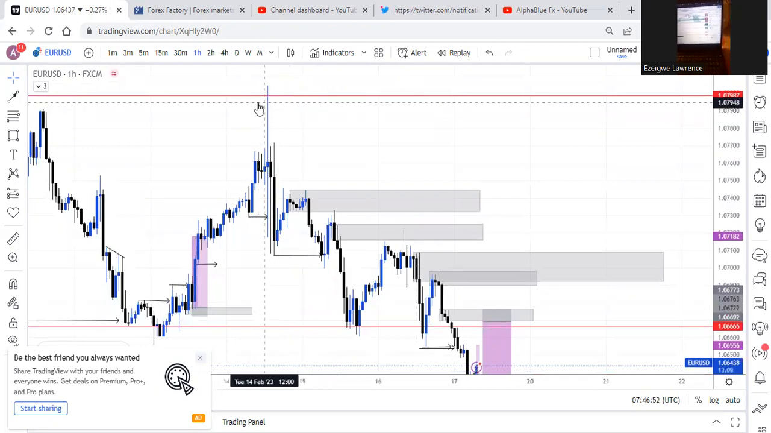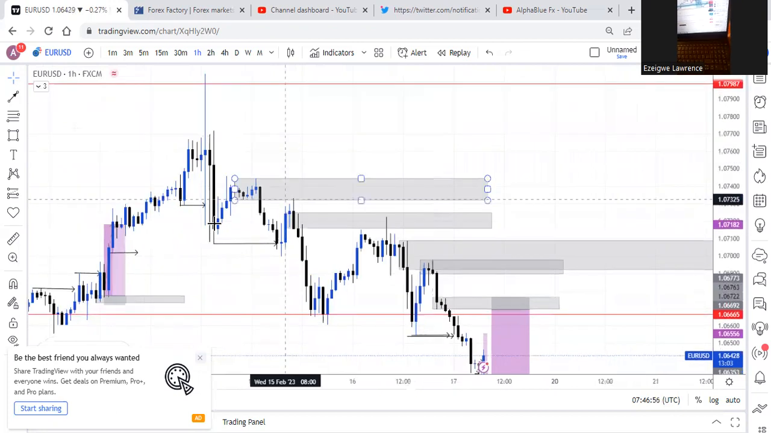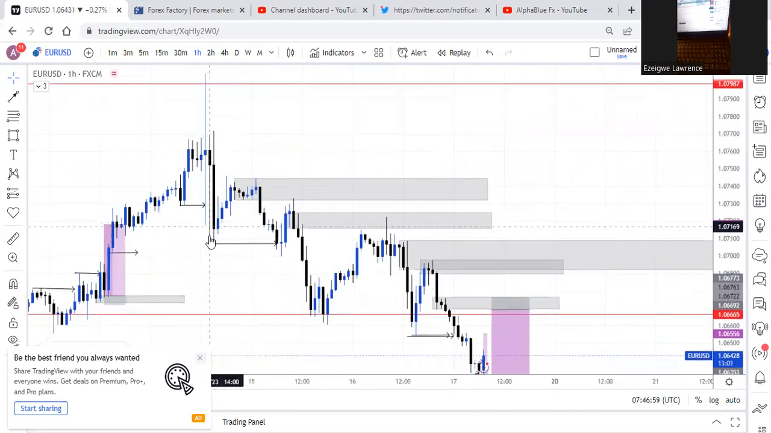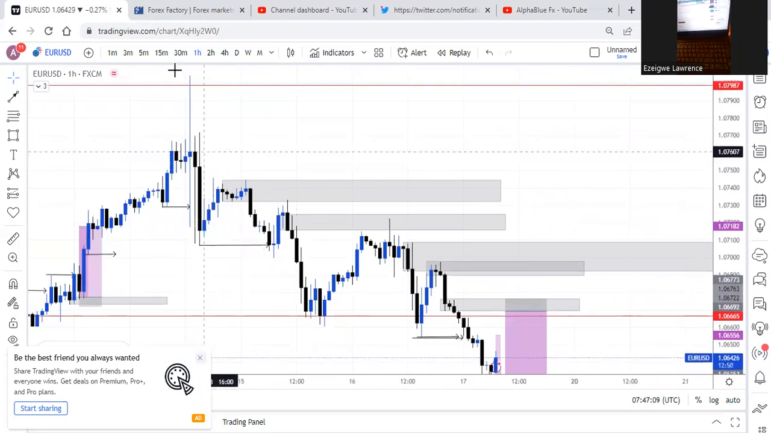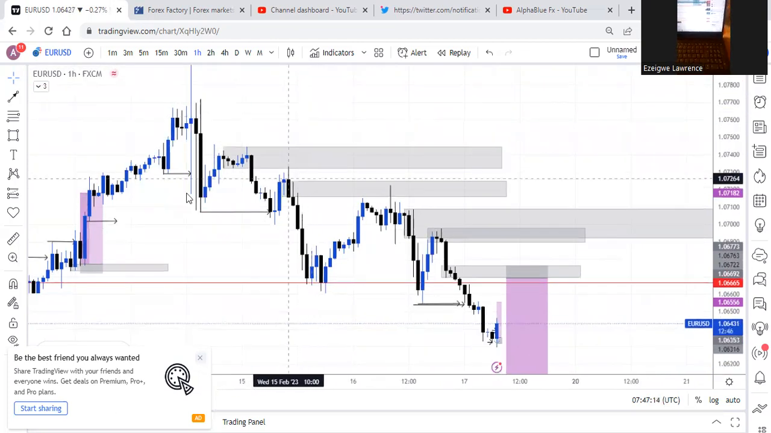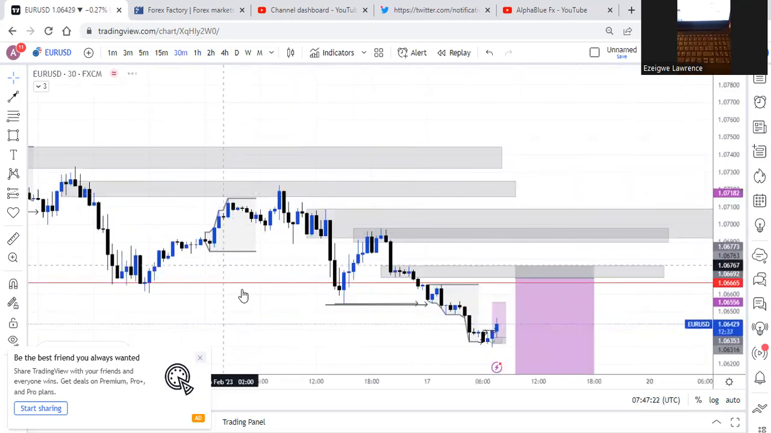When this place got taken out, I was already looking for sales. It gave a good change of character here, and another one here. Then it came back up. I was waiting to see if it would reach somewhere around here, because there was a small zone on the 15 minutes around this particular place. But it didn't. This range you see here was during the Asian session. If I go to the 30 minutes, you see the Asian range indicator.